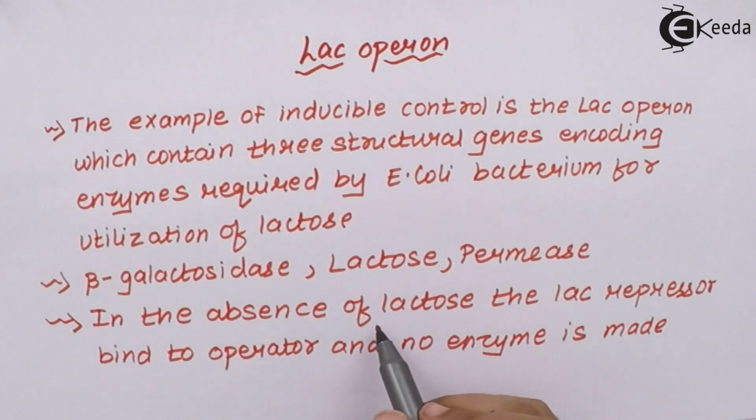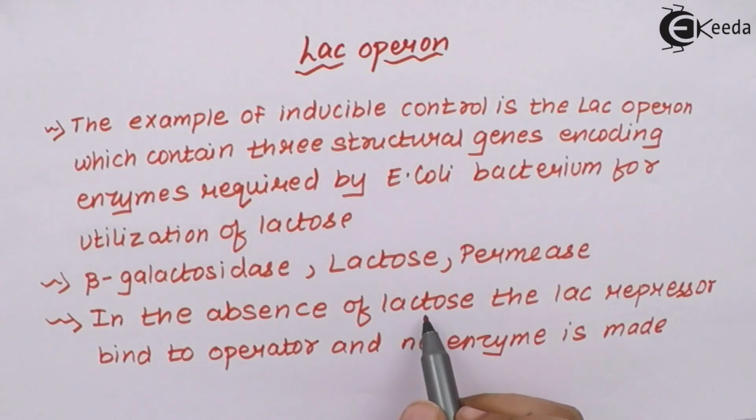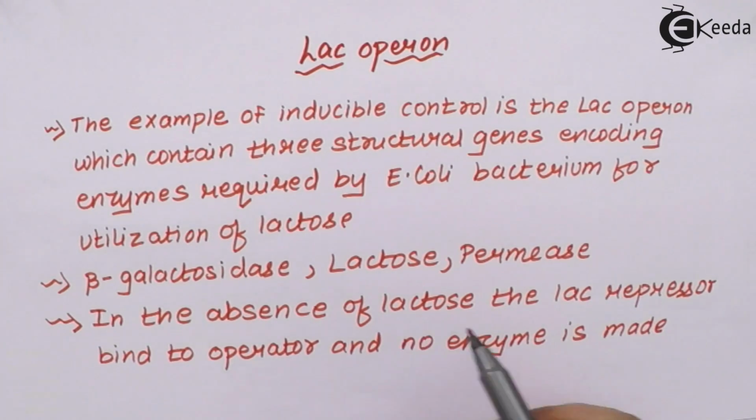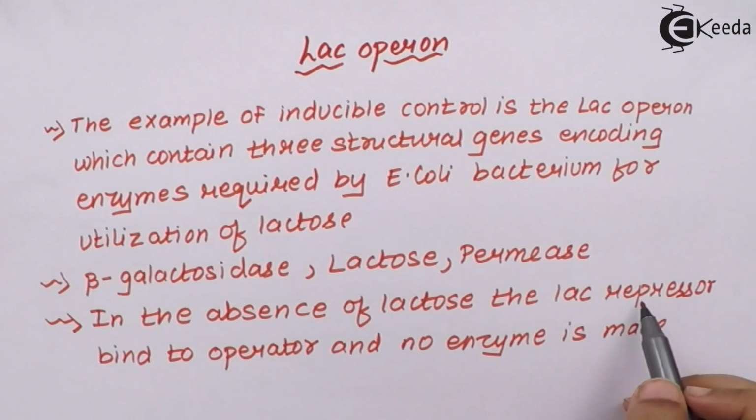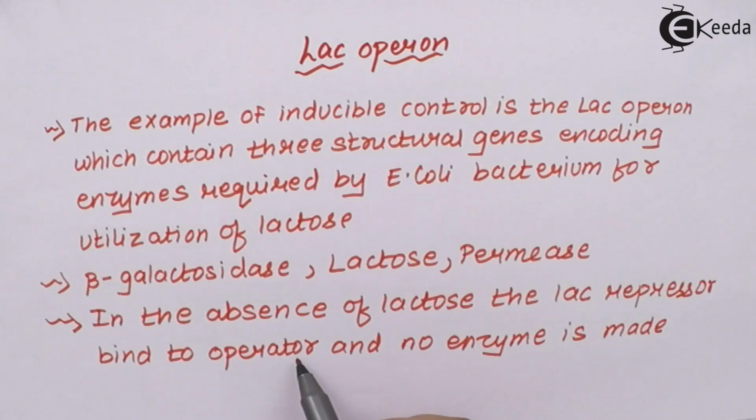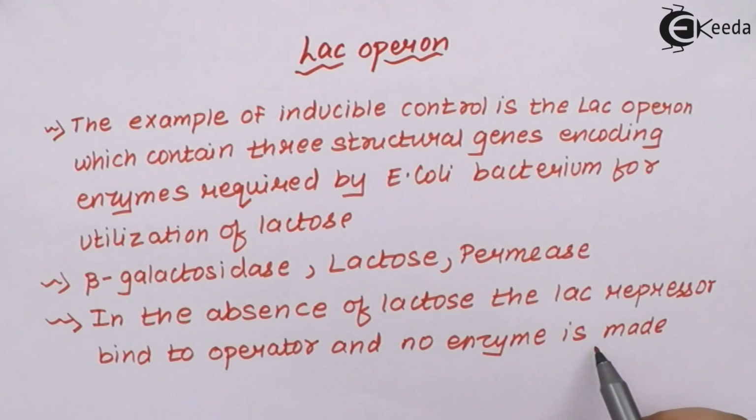Now imagine the condition in which lactose is absent from the medium. Obviously, in that medium, the Lac repressor, a protein that stops the process of protein synthesis, binds to the operator region present on the Lac Operon, and hence no enzyme is made. Once no enzyme is made, no ATP is wasted.